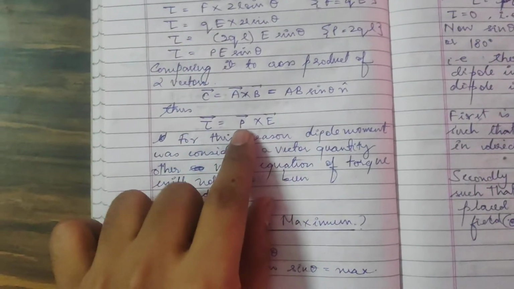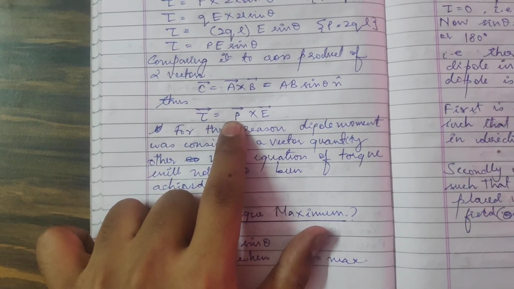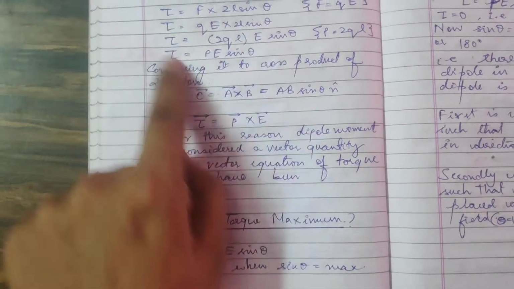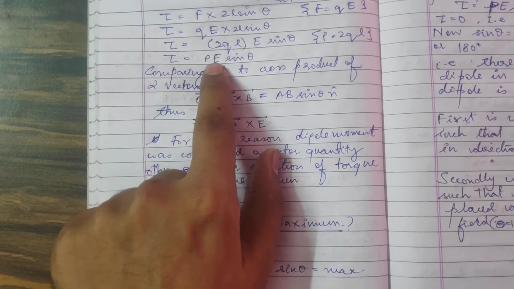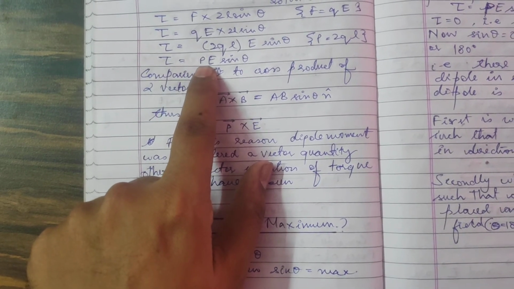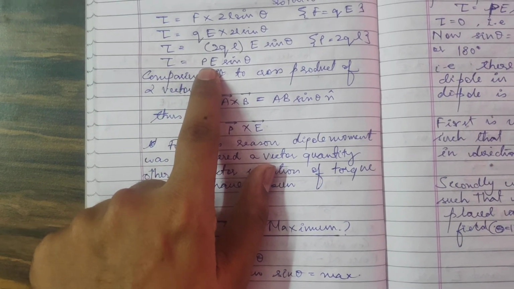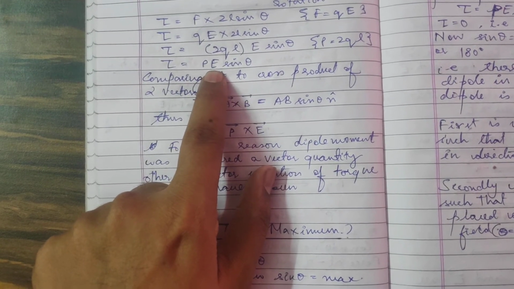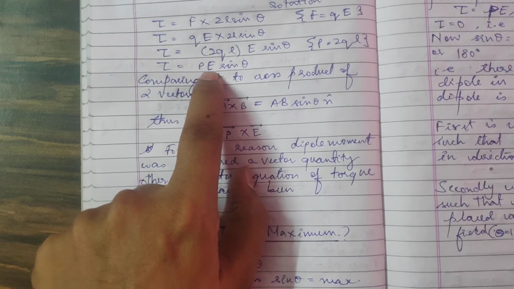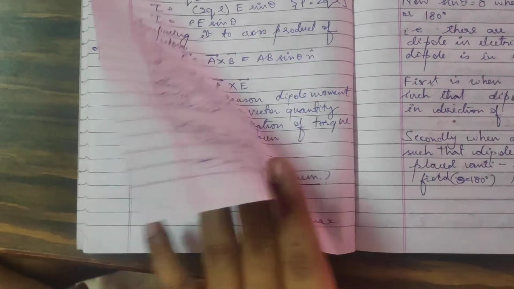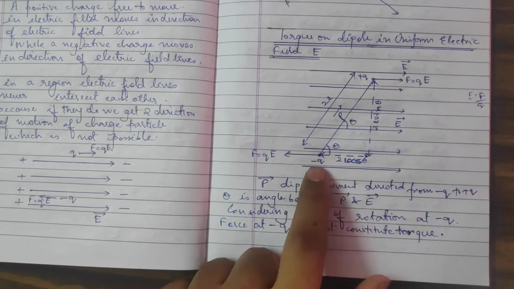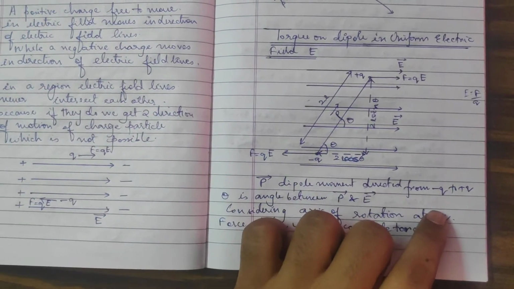So if we do not consider P to be a vector quantity, then by this equation we get that whatever will be the direction of the electric field will be the direction of the torque. If we do not assume P to be a vector quantity, we will have to understand that the direction of torque depends upon the direction of the electric field, which is not possible because the electric field lies in the plane of paper. We see that the electric field lies in the plane of paper and the torque is perpendicular to the plane of paper.